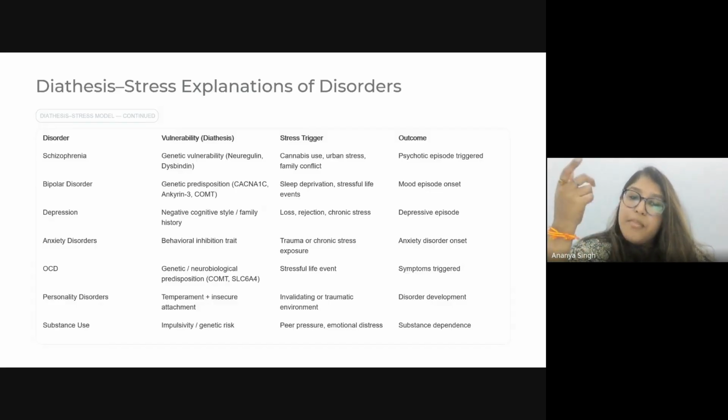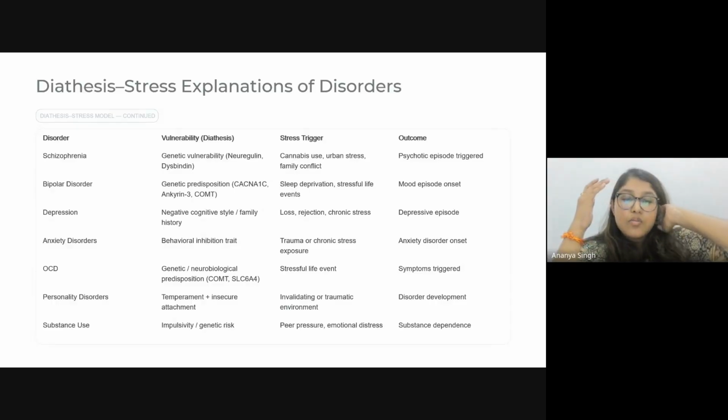For personality disorders: temperament, insecure attachment, as we have discussed previously. Then there is an invalidating or traumatic environment, as we will read later when we come to personality disorders.